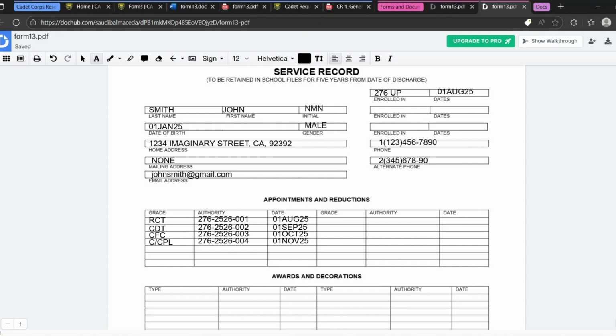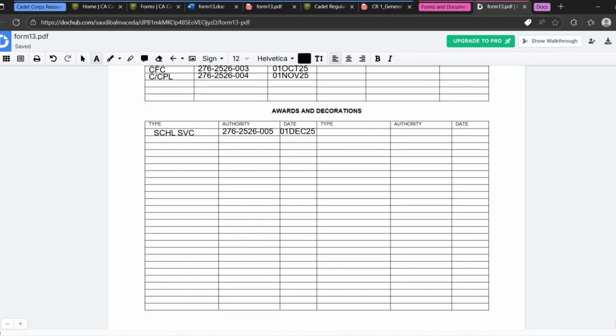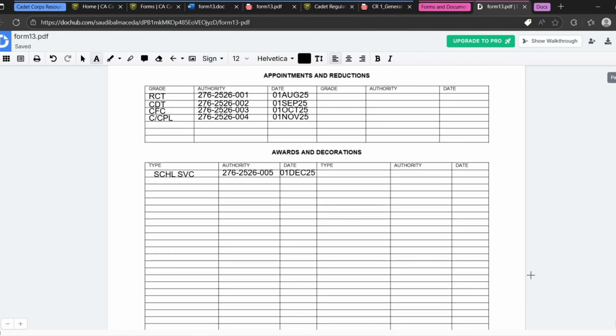These are completely made up and just for the purpose of filling out a Form 13. For your rewards and decorations, it is going to be very similar to the way that we filled out your appointments and reductions. Essentially, what you're doing is the type of awards and decoration will be the type of ribbon you received. So, for example, in this one, we were talking about the School Service Award.